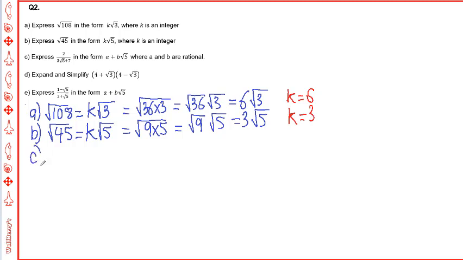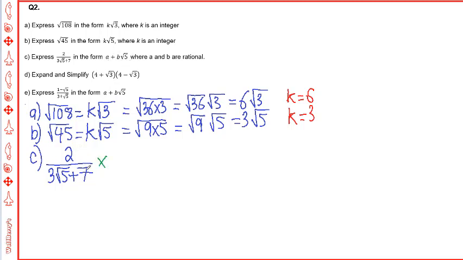Now moving on to C. In part C, we have a fraction, 2 divided by 3 root 5 plus 7. Whenever you have a fraction like this and you're asked to describe it in this form, what we need to do is rationalize the denominator, i.e. remove the surd from the denominator, because here we have no surd in the denominator. In fact, there's no denominator at all. There could be from the a and b, but there's no surd in the denominator.